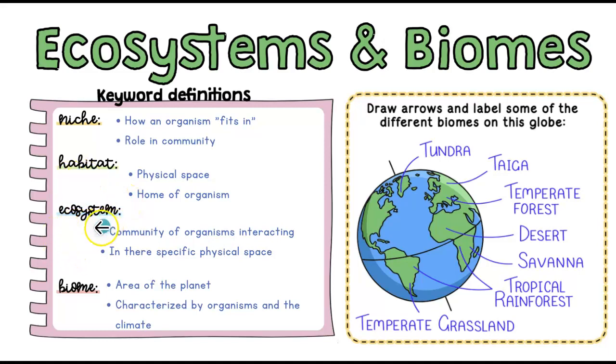An ecosystem would include the community of organisms interacting in their specific physical space. So kind of like your family, all the living and non-living things in your house, right? And then the biome is the area of the planet in which it is, and it's characterized by organisms and the climate.